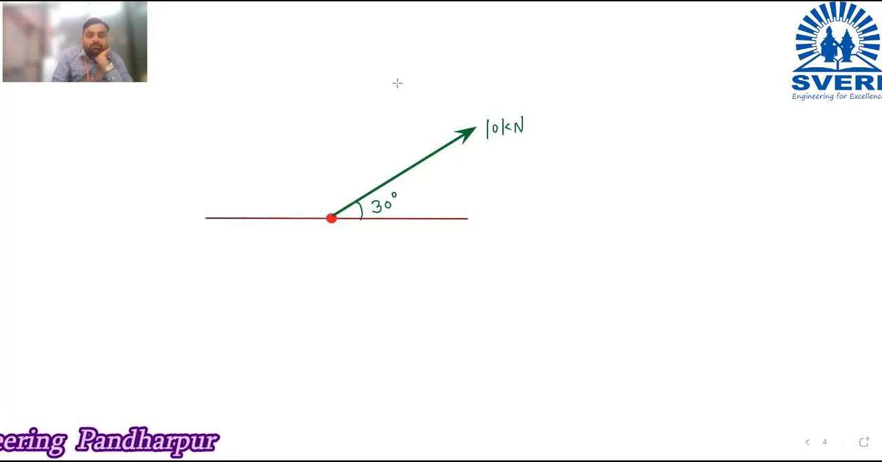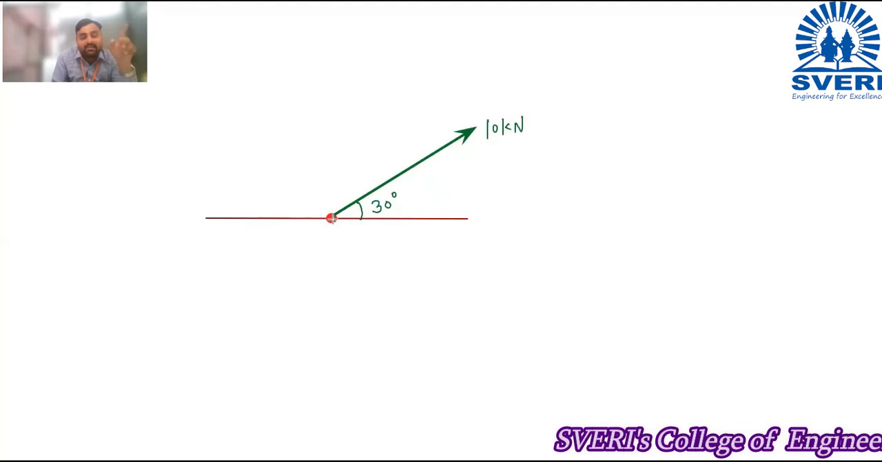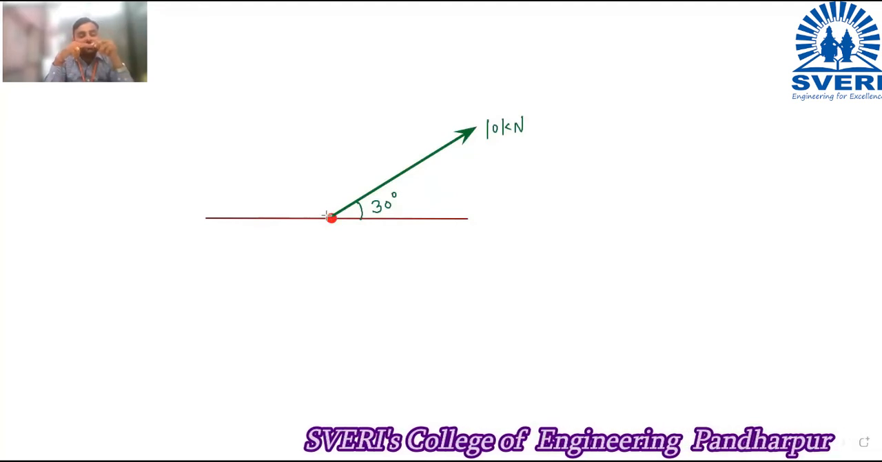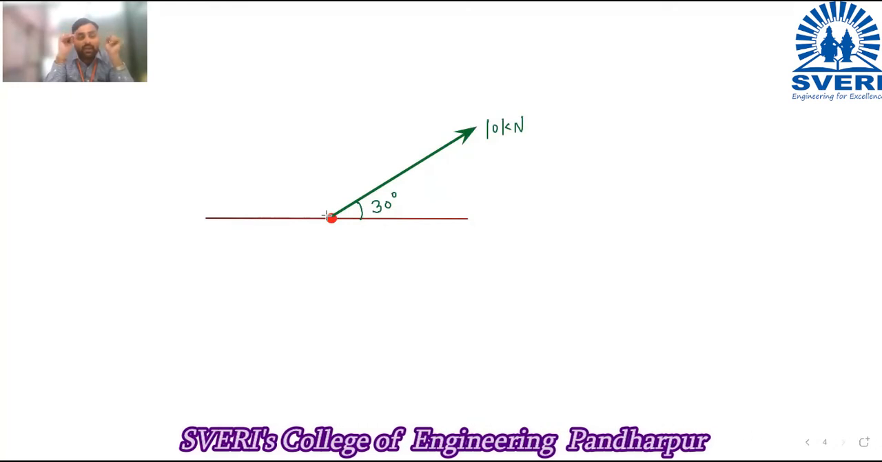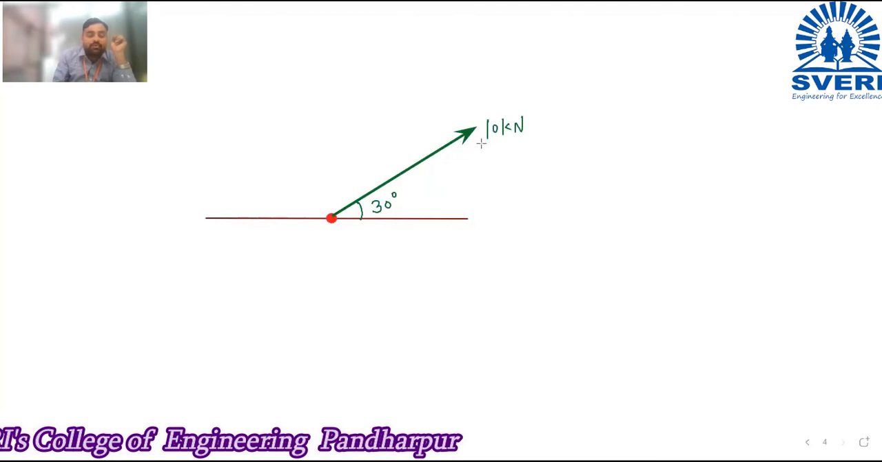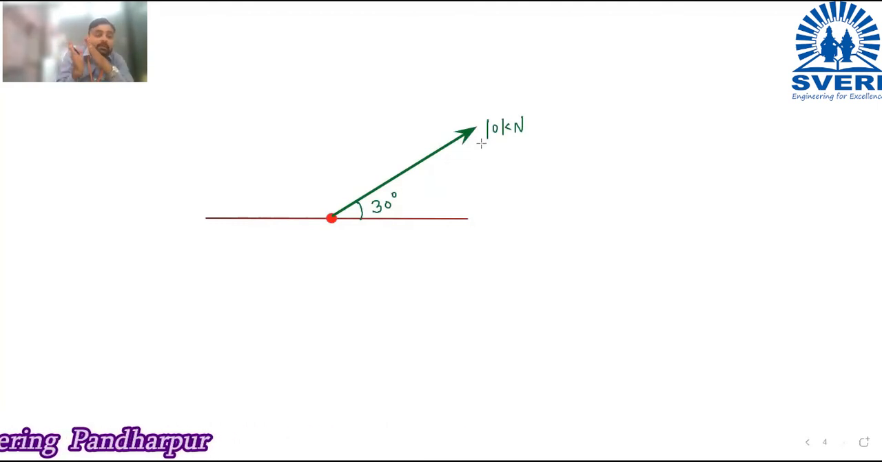So now this is the point of application. We have to draw one line parallel to x-axis and another line parallel to y-axis. But while drawing these two lines, we have to take care that this main force, this 10 kilonewton force, will come in between those two lines. It should come in between those two lines.